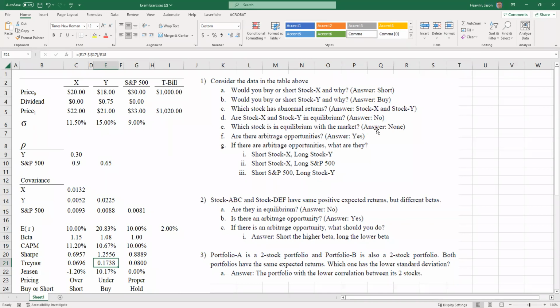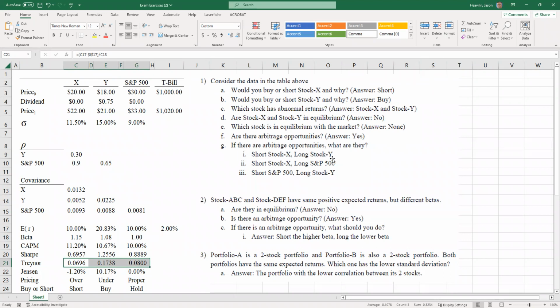Which stock is in equilibrium with the market? The answer is none, and that's what I just mentioned. Nobody has the same Treynor ratio in the market. So not only are they not in equilibrium with the market, but they're not in equilibrium with each other. So they're just way off. Are there arbitrage opportunities? Well, the answer is yes. And this is why. If there's anything that is not in equilibrium, then yes, there are arbitrage opportunities. Again, you just look at the Treynor ratio. As long as you have 2 of them that are not the same, any 2, doesn't matter, there is an opportunity for arbitrage.